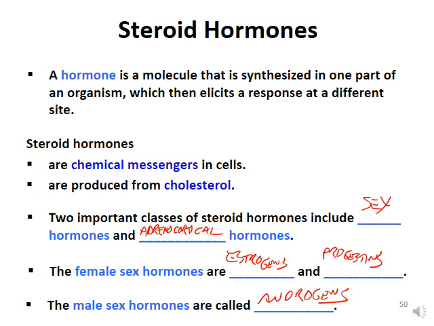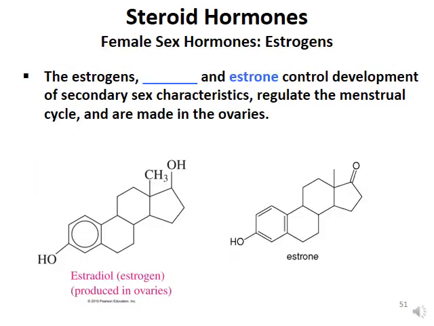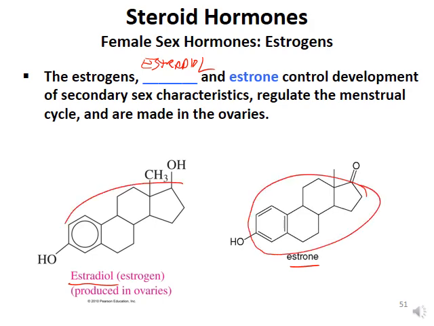Okay, so let's dig into these a little bit. The estrogens, estradiol and estrone, there's estrone and there's estradiol, control the development of secondary sex characteristics, regulate the menstrual cycle, and they get made in the ovaries. And you can see the steroid backbone. Very good.